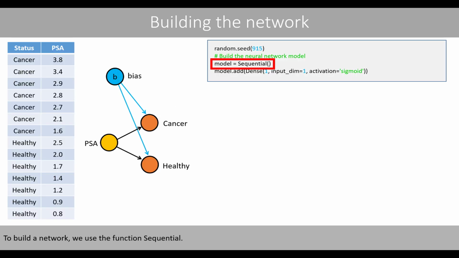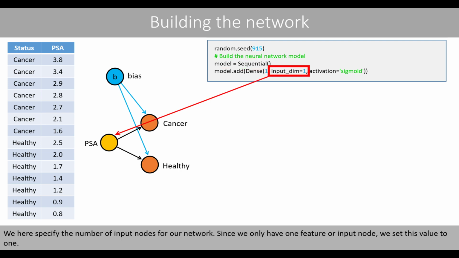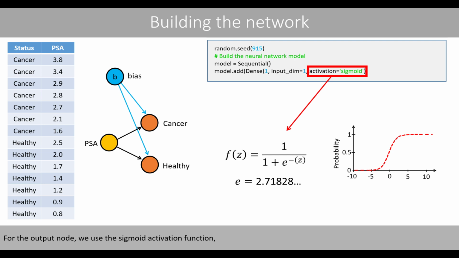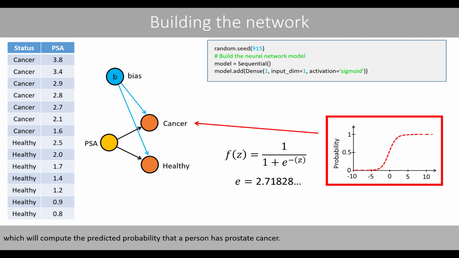To build a network, we use the function sequential. We here specify the number of input nodes for our network. Since we only have one feature or input node, we set this value to 1. For the output node, we use the sigmoid activation function, which will compute the predicted probability that a person has prostate cancer.